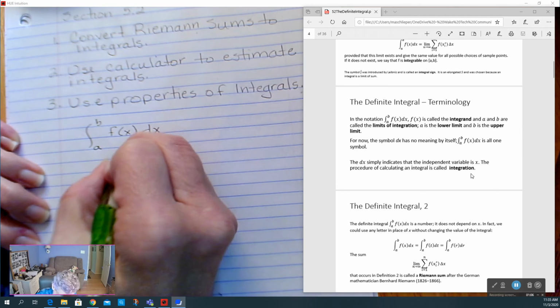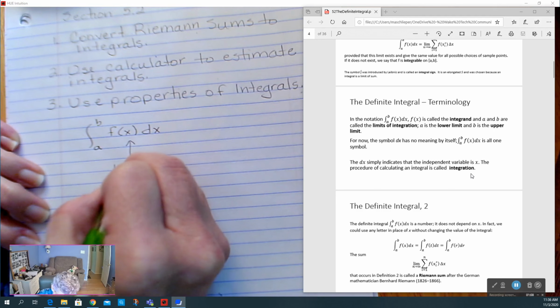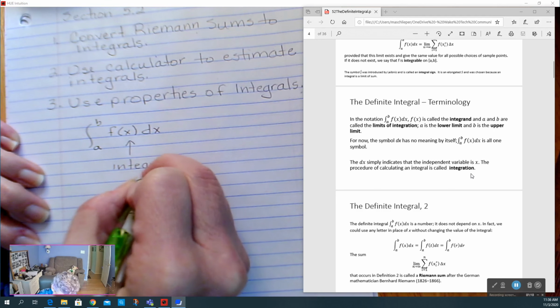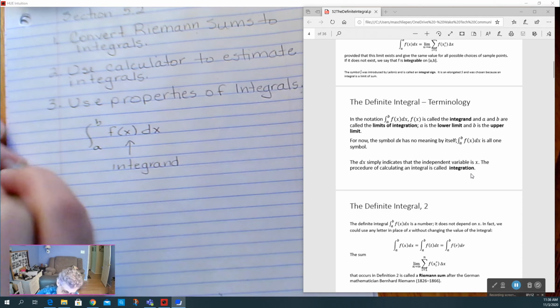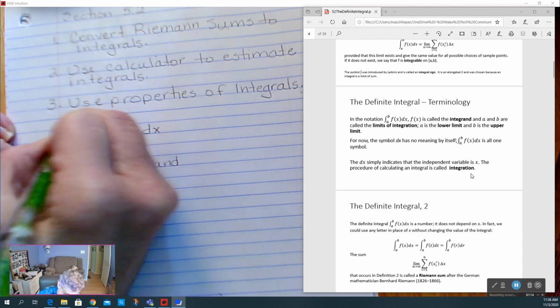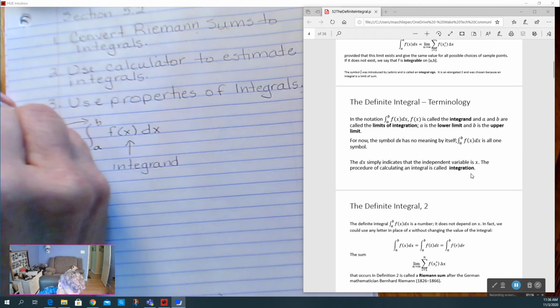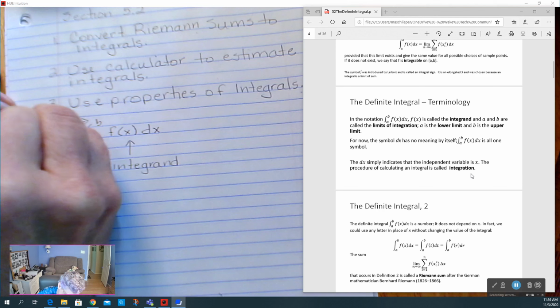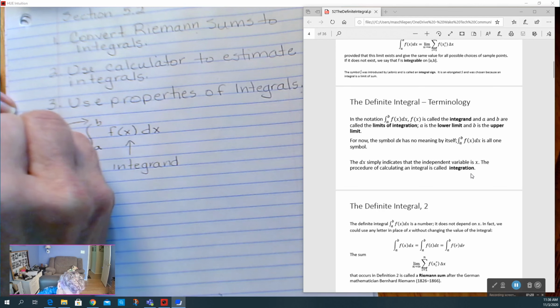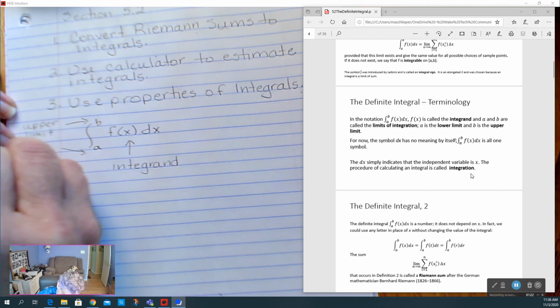dx, this is called the integrand. A and b are the limits of integration. This is our upper limit, and this is our lower limit.